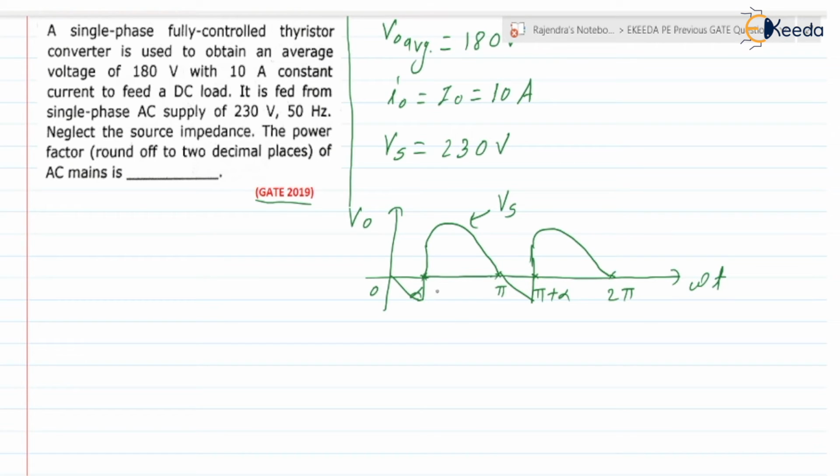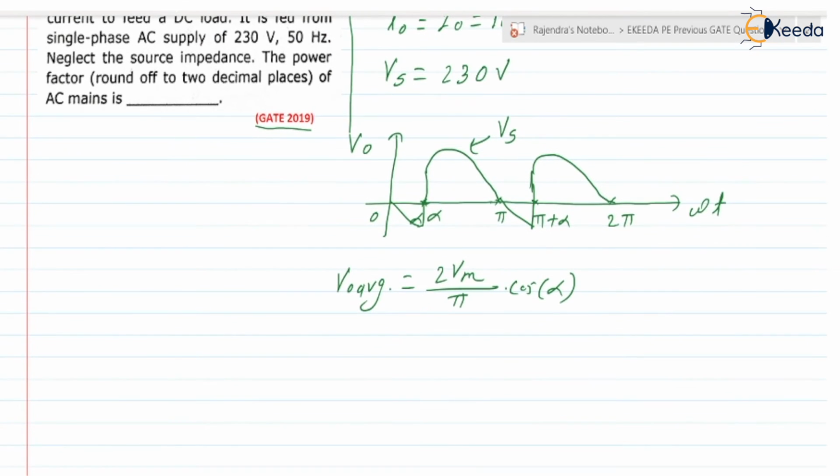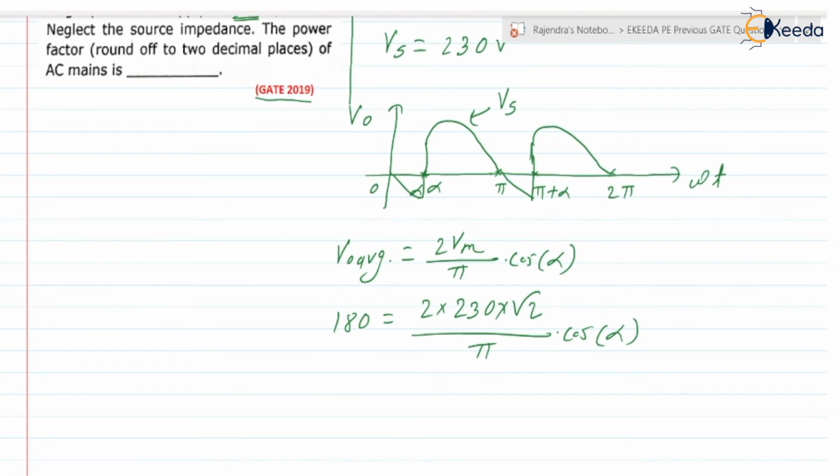So if you check the V0 average for this waveform, we know it is 2 Vm by pi into cos alpha. V0 average is given as 180 volt. We can write 180 is equal to 2 into Vm divided by pi into cos alpha, where Vm is the peak value of the supply voltage, whose RMS value is 230. So the peak value is 230 into root 2. From this we can find cos alpha.